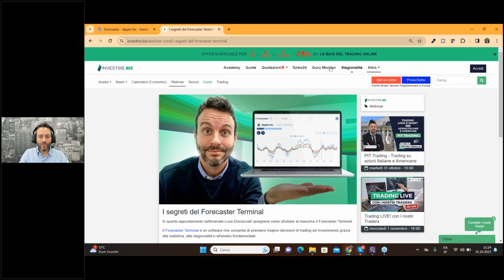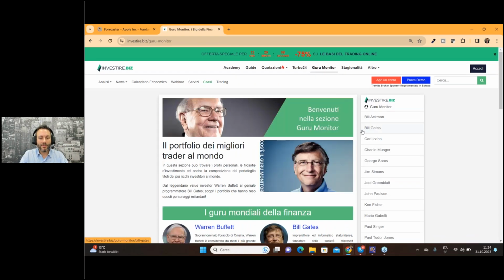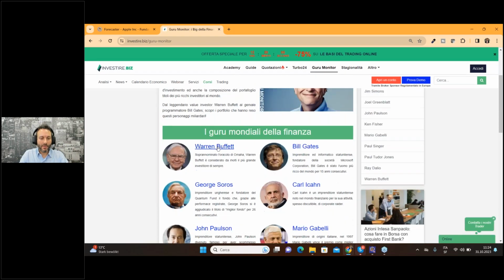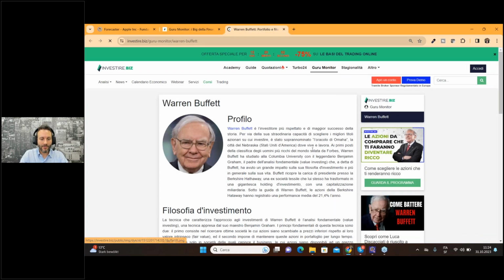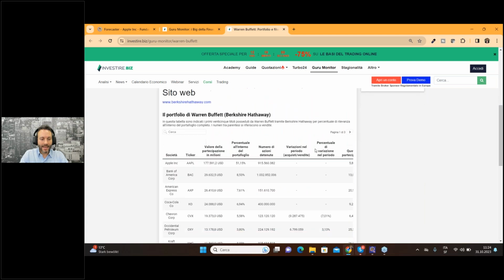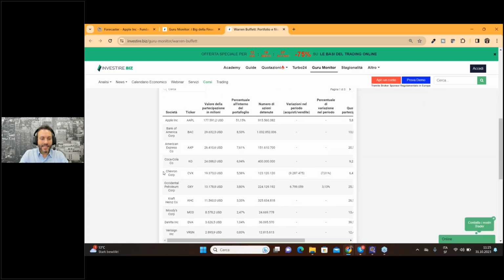The idea that Warren Buffett never sells the stocks he buys is a false myth, because if we go to Invest Biz in the Guru Monitor section, we only have to go here to see that, for example, in the last quarter, Warren Buffett sold a lot of shares of Chevron. Evidently, in his opinion, they were at least a little bit overvalued.